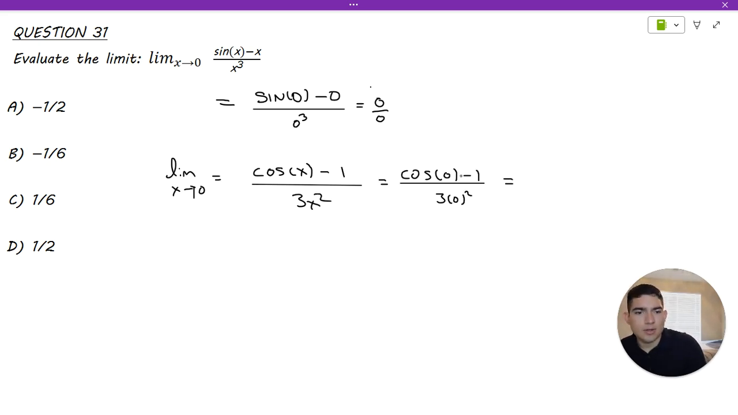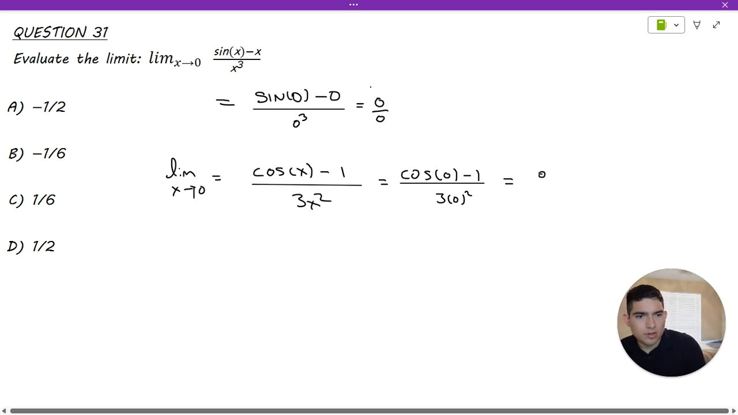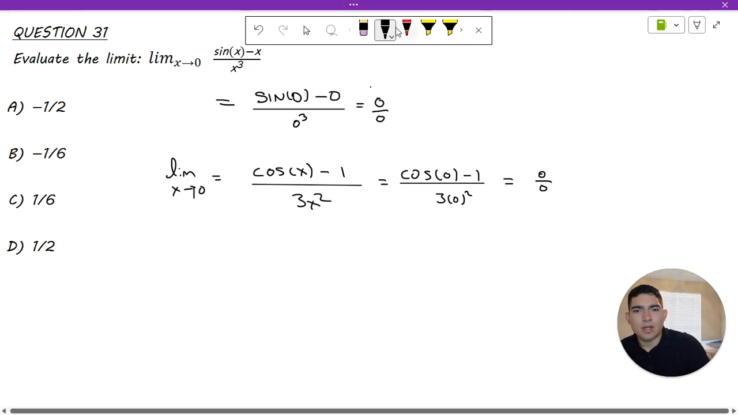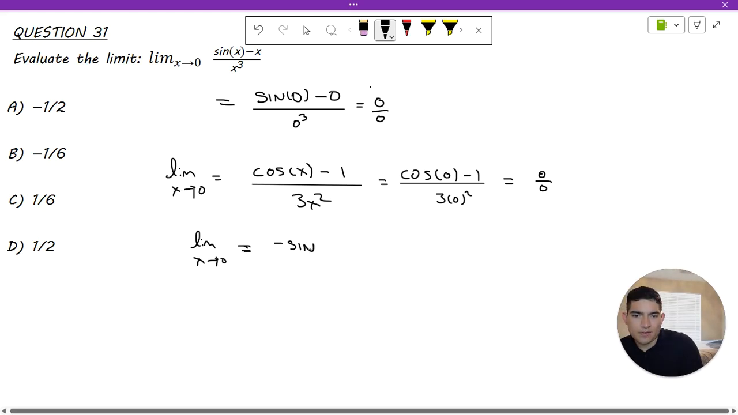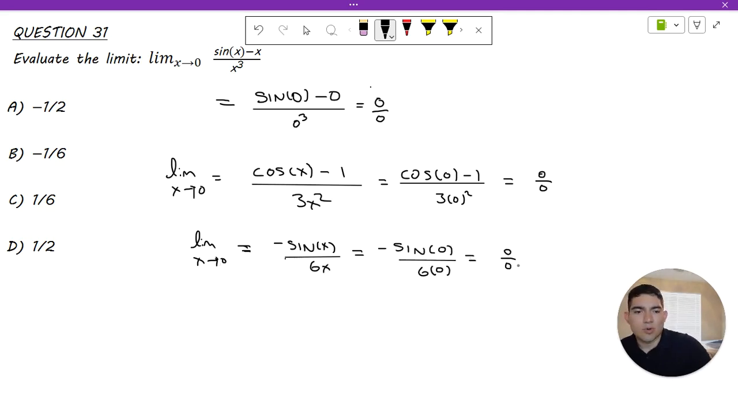However, as you can see, once we plug in our 0, the result is still going to give us 0 over 0. So what that means is that we need to apply L'Hopital's rule again and see what we get. So now let's go ahead and take the derivative of the numerator and denominator once again. And we're going to end up with negative sine of x all over 6x. Once we plug in x approaches 0, we're going to end up with 0 over 0 once again. So that means that we need to apply L'Hopital's rule one more time, and this time it should give us a form that is not indeterminate.